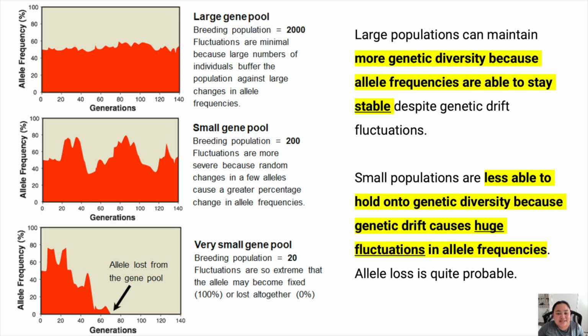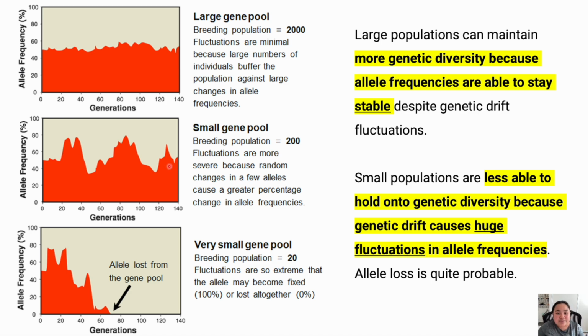When populations are large, allele frequencies tend to remain stable from generation to generation. In this example, we can see that in a large breeding population of 2,000 individuals, genetic drift has little effect because the random changes in allele frequency tend to average out, and the trend line, as you can see, is very stable.